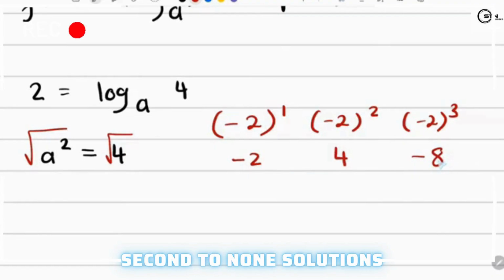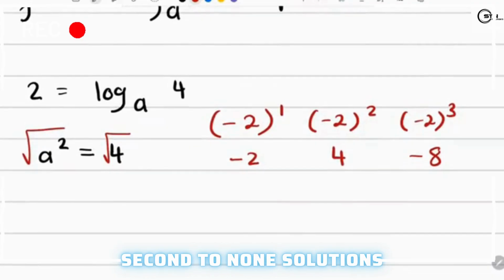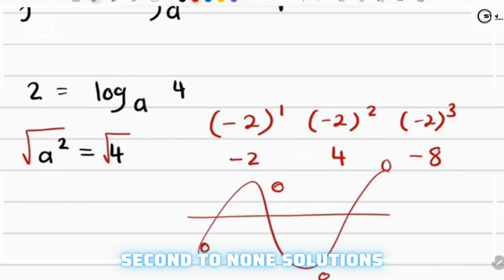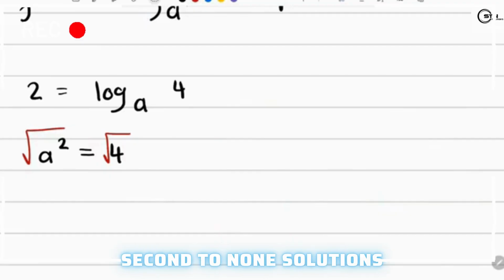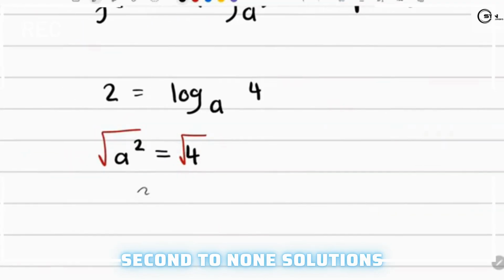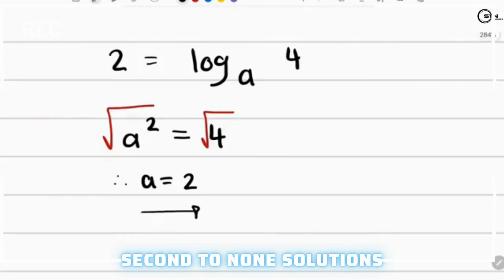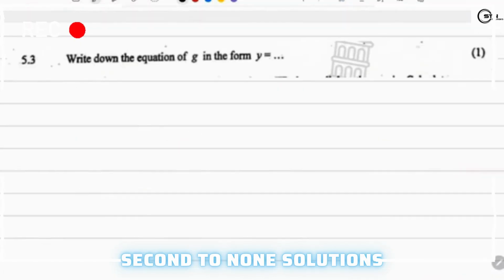You see what's going on here? This is not going to draw an exponential function. It's going to be a zigzag function. Okay, so you're going to have like negative 2, 4, negative 8, and then something else. It's going to be a zigzag function. And that's why in exponential functions, the base is never negative. Okay, so that was just a little something I wanted to throw in. So we're just going to say that a is equal to positive 2. And there we go. And that's our answer. Okay, moving on to the next question. Okay, 5.3 says, write down the equation of g in the form of y is equal to.